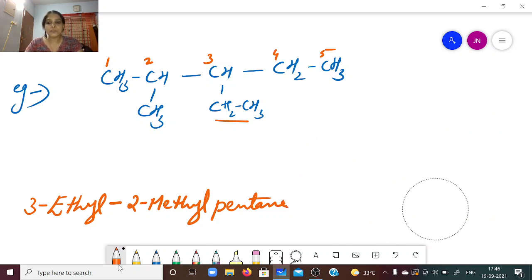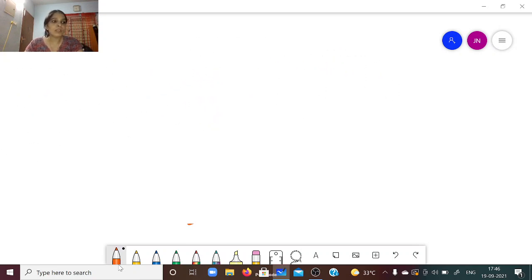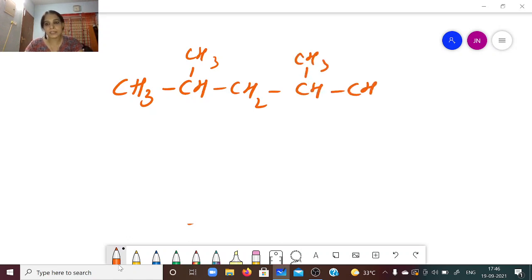Okay. Now we will see if two branches are same, how will we name? CH3, CH, CH3, CH2, CH, CH3, CH2, CH3. If I'm writing like this, I have to count in such a way that the branches will get the minimum number. For that, I should count from left. 1, 2, 3, 4, 5, 6. So, on the second and fourth carbon, which branch is there? The methyl branch, CH3. And the parent is having 6 carbon. So, it is hexane.